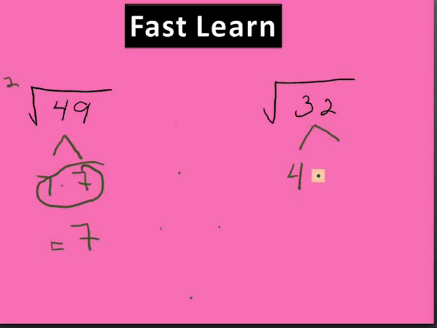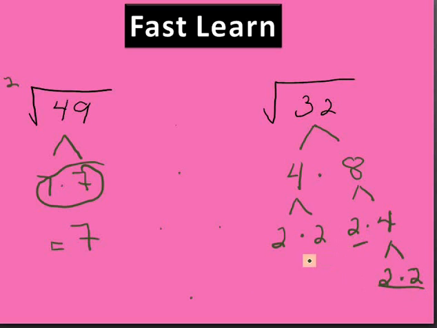So we can do 4 times 8. These two numbers can break down further, and we can do 2 times 2 and 2 times 4. We can still continue to break it down: 2 times 2. Now, underline your prime numbers so that you know where they're at.